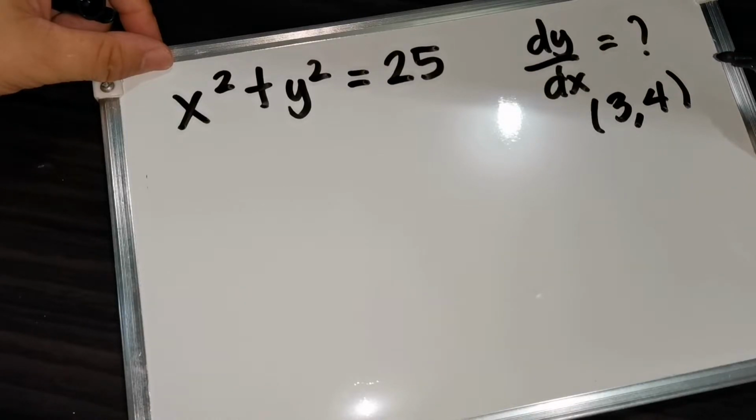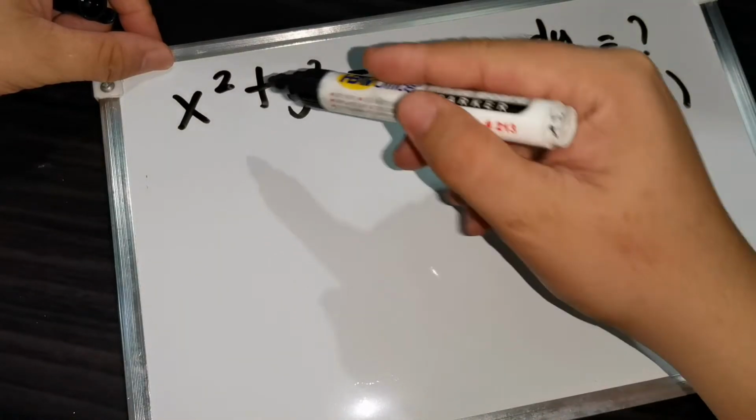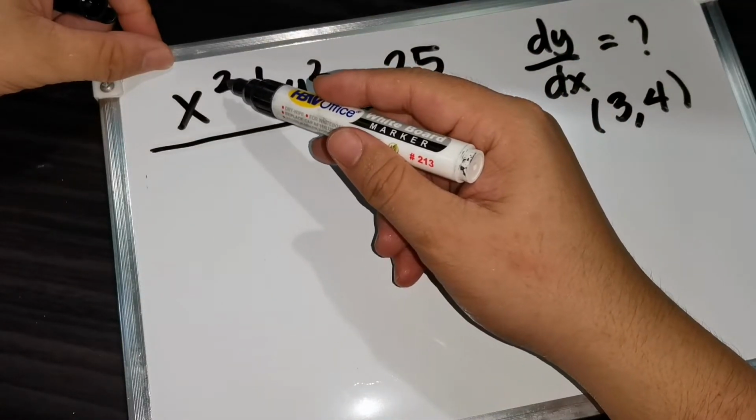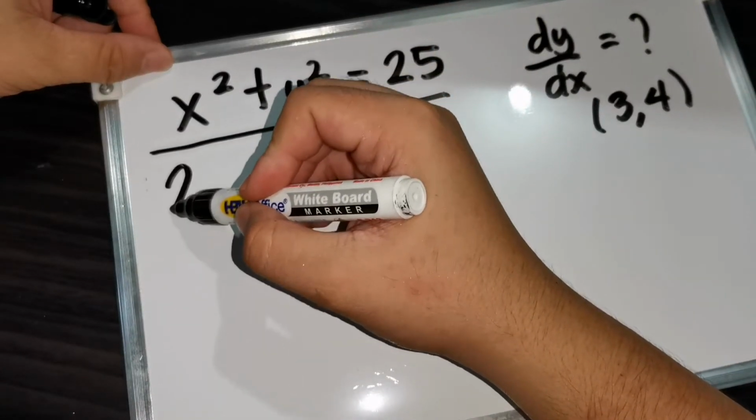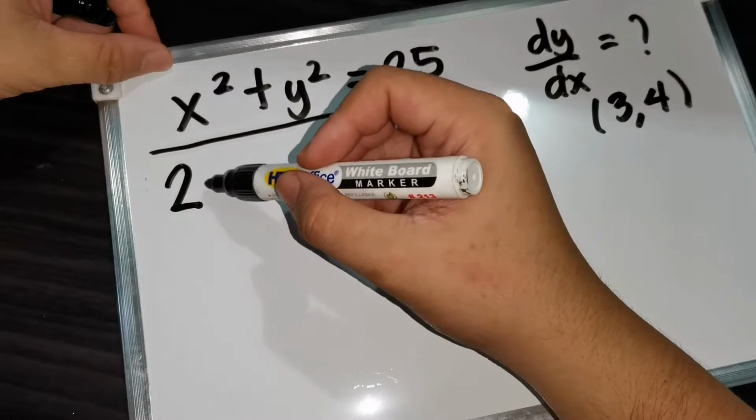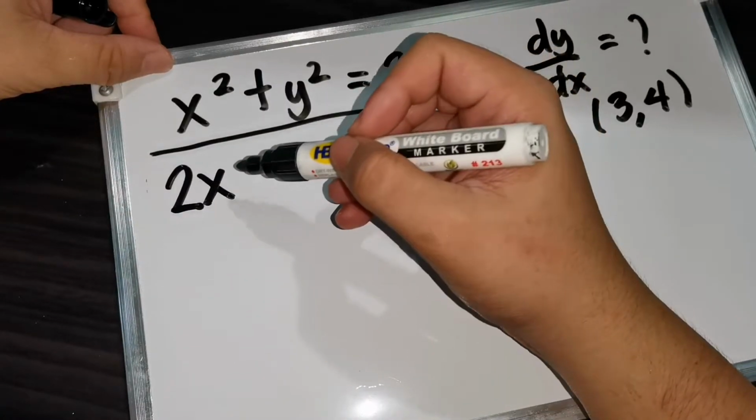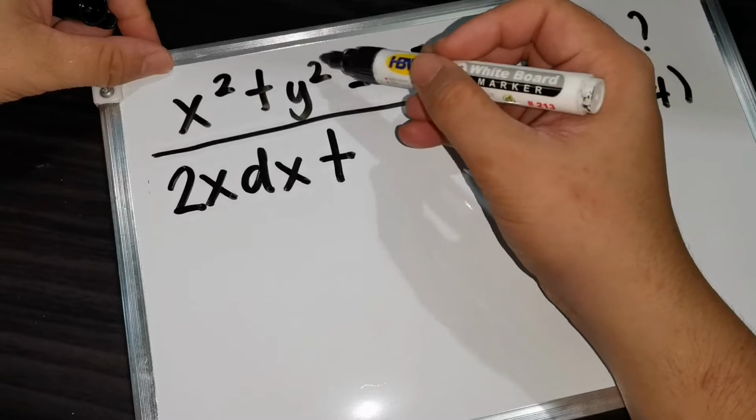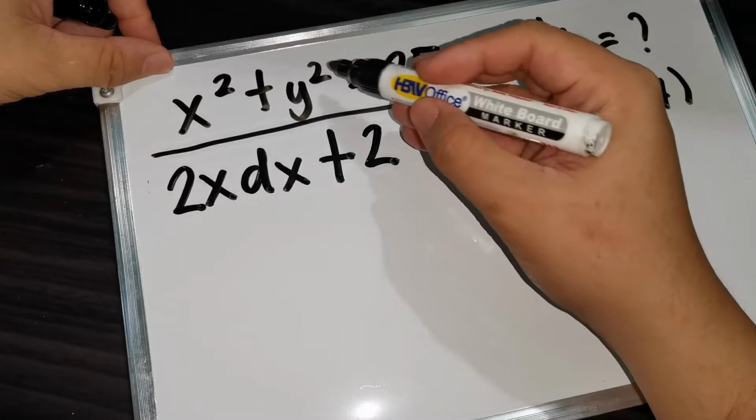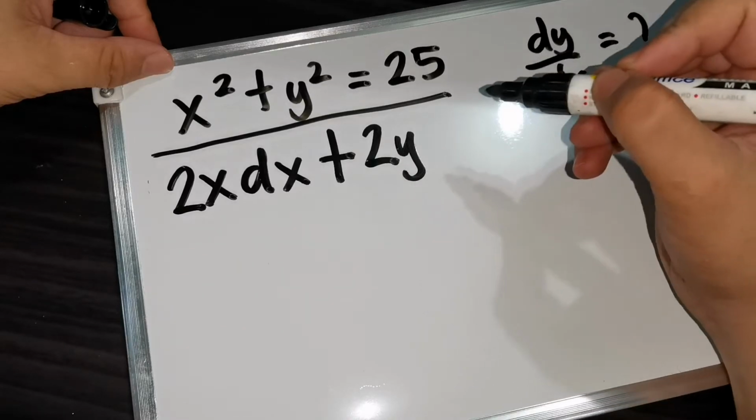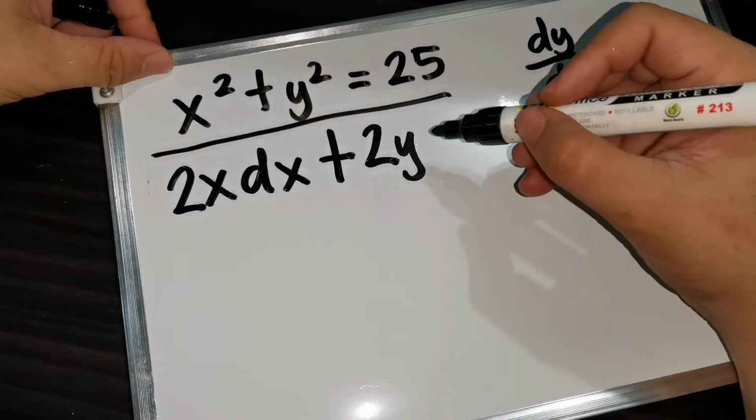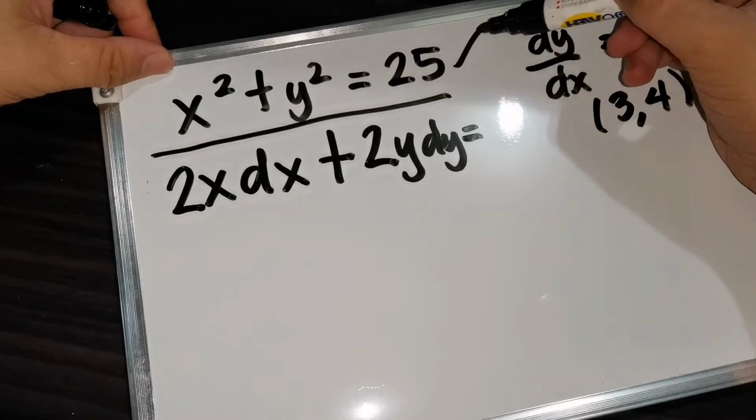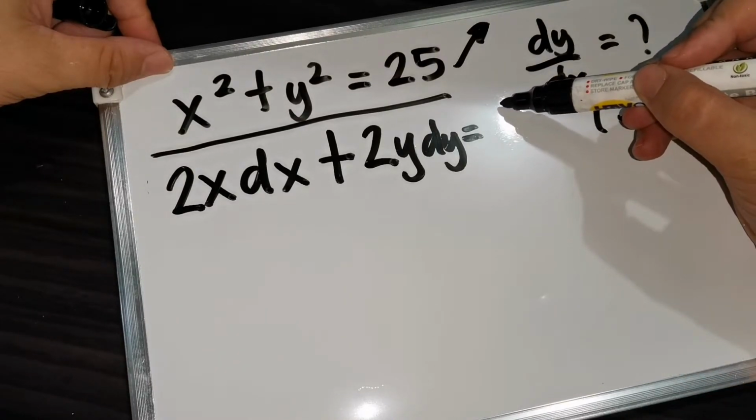Now, the first thing to do is to get the derivatives of this equation. What will be the derivative of x squared? We copy the exponent as the numerical coefficient, then we subtract 1 from the exponent, so that will be 2x dx, plus the same process with y. We copy the exponent, so that will be 2, we subtract 1 from the exponent, so that will be y. Then what is the derivative of y? That will be dy. The derivative of a constant is always equal to 0.